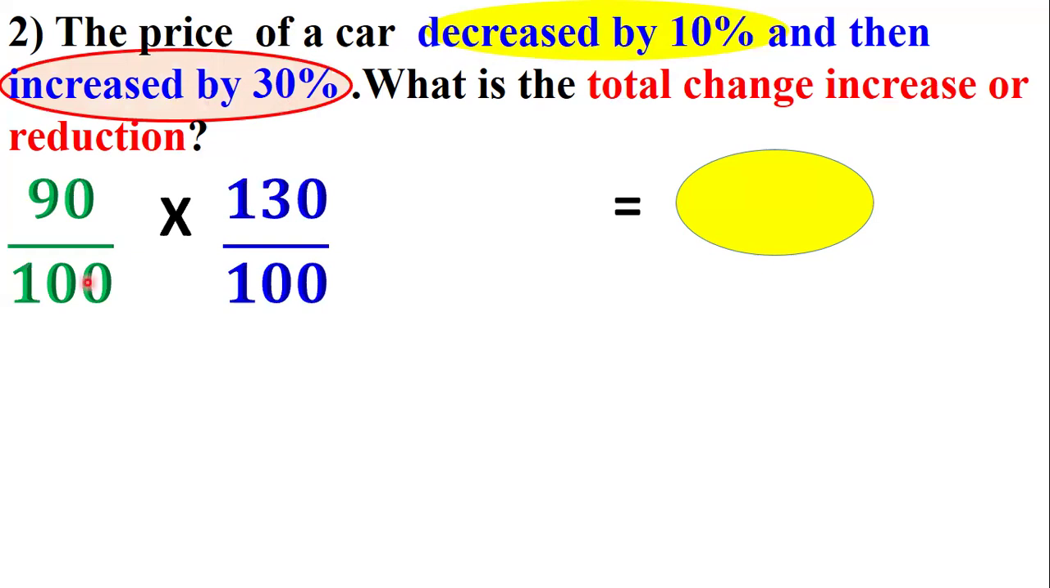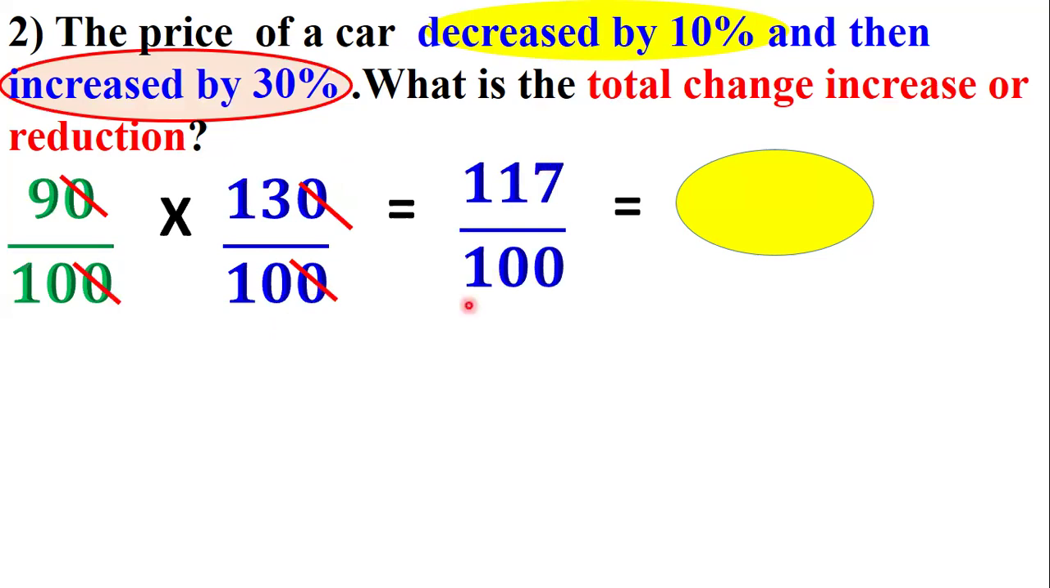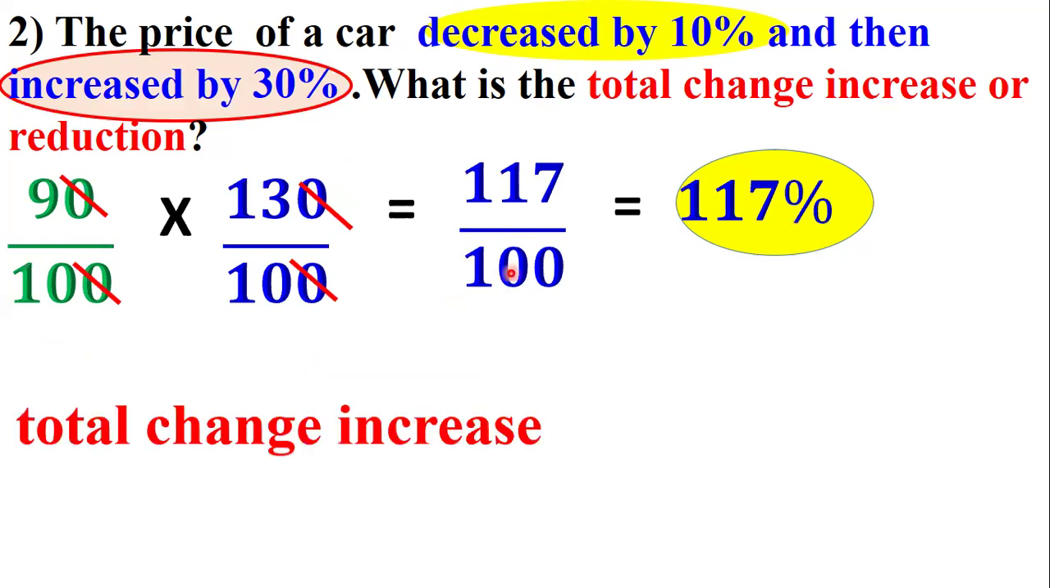Now we can simplify. We have a 0 in the numerator and denominator, so we can cancel it. Now we can multiply 9 by 13 and 10 by 10. Here we would have 117 over 100. We can rewrite this as a percentage because the denominator is 100. Therefore, in percentage, it will be 117%.